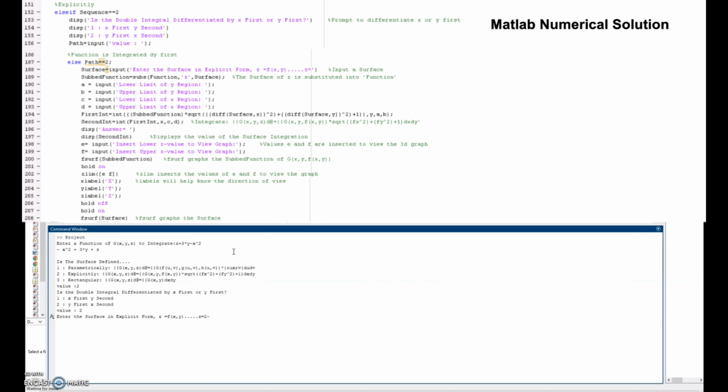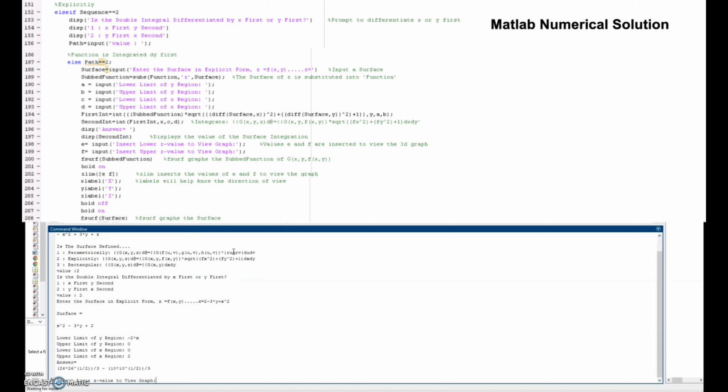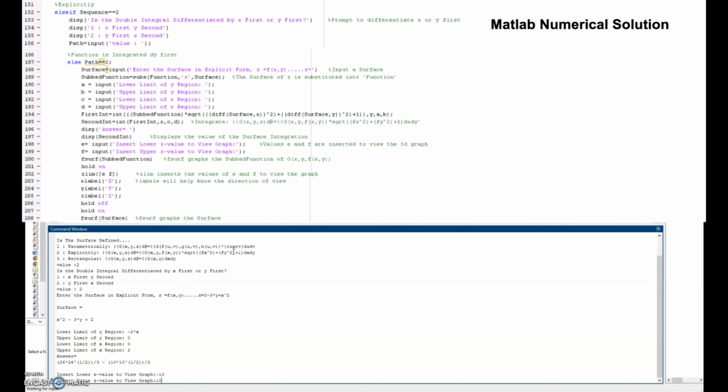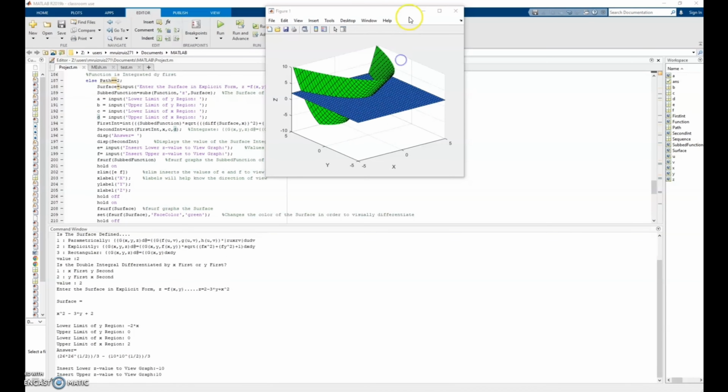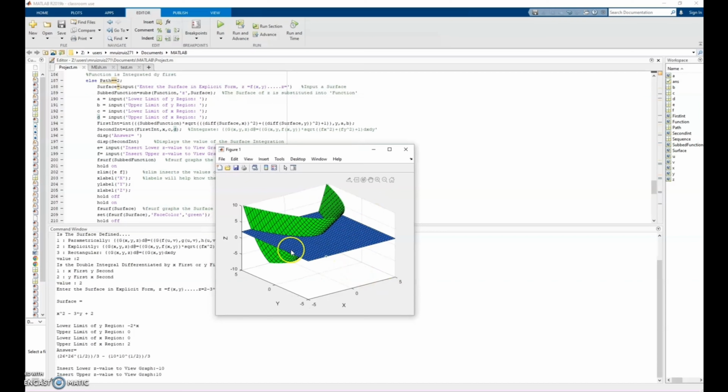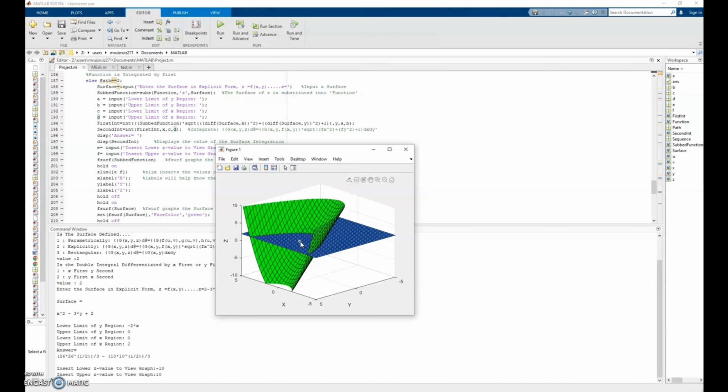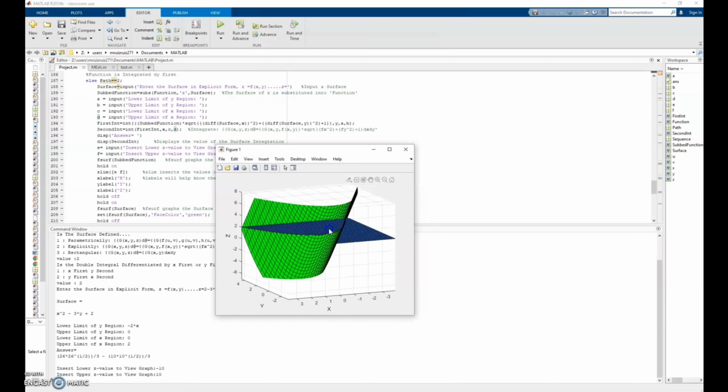Our next input is to enter the surface in explicit form of z equals f of x and y. We will input z equals 2 minus 3y plus x squared. The lower limit of the y region will equal negative 2x. The upper limit of the y region will equal 0. The lower limit of the x region will equal 0. And the upper limit of the x region will equal 2. We are given the extensive answer equal to 33.6506. Lastly, we will enter the z values in which we wish to view the graph, and we will enter negative 10 and 10.